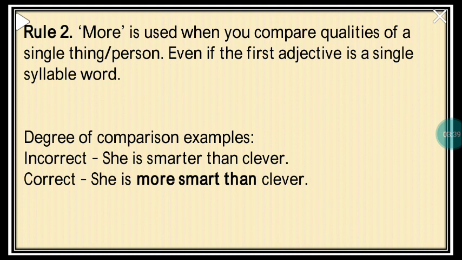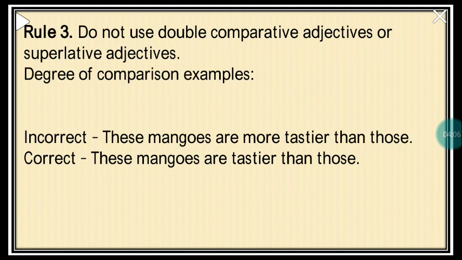Then rule number 2 is more is used when you compare qualities of a single thing or a person, even if the first adjective is a single syllable word. And the example of that is she is smarter than clever. No, that is not the way we should say it. We should say she is more smart than clever. So over here, smarter will not be used. You have to use the positive degree.